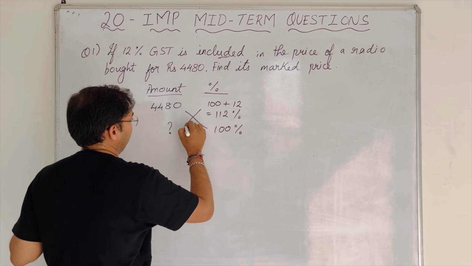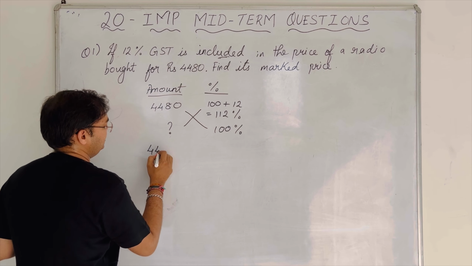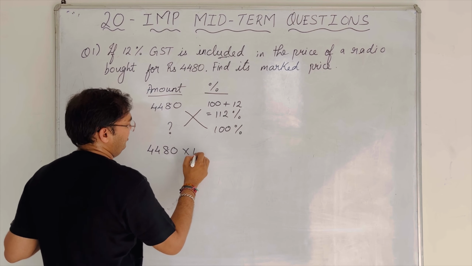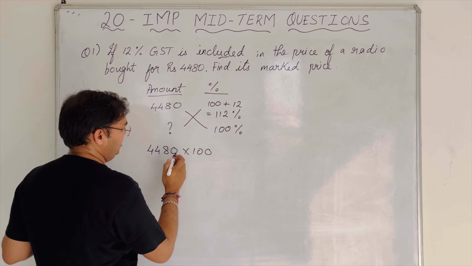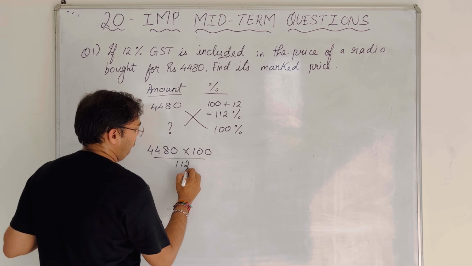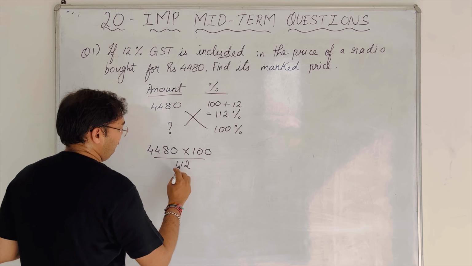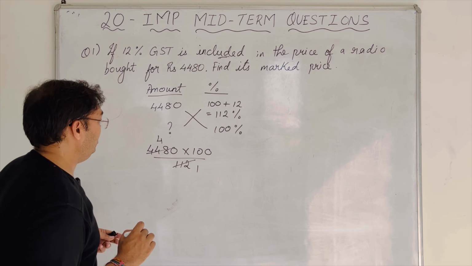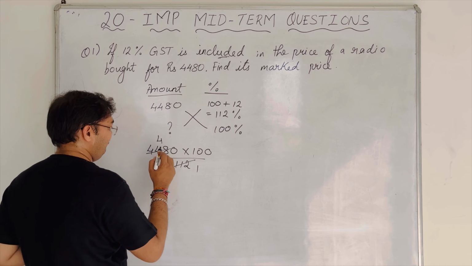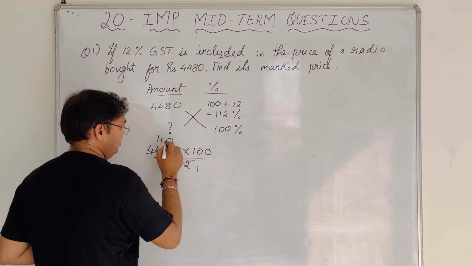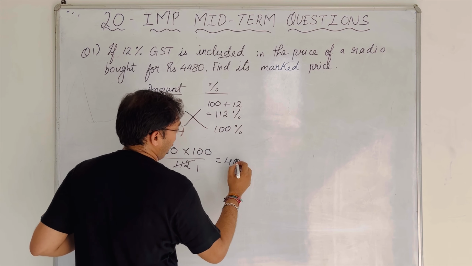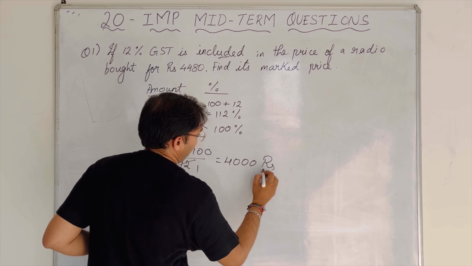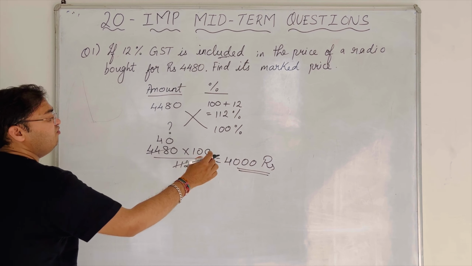Let's check it out by doing the cross multiplication. That is, this 4480 we are going to multiply with 100 in the cross multiplication, divided by 112. We found that 112 ones are 112, 112 fours are 448, zero upside. We found that the cost of the radio before GST is 4,000 rupees.